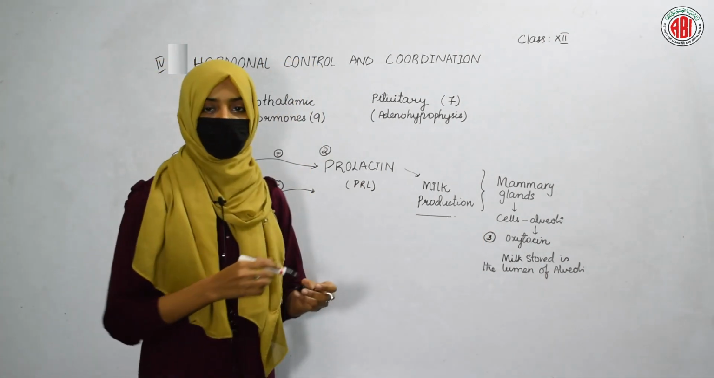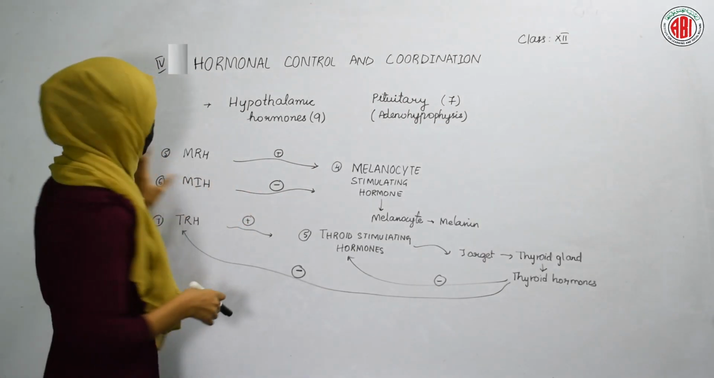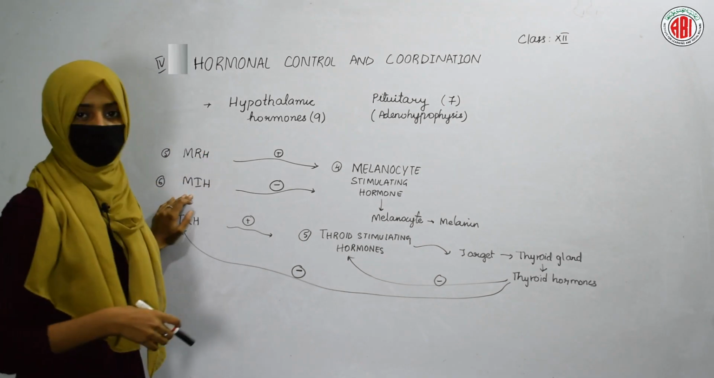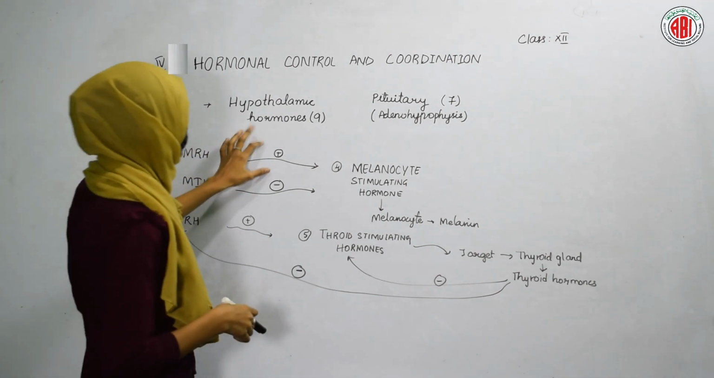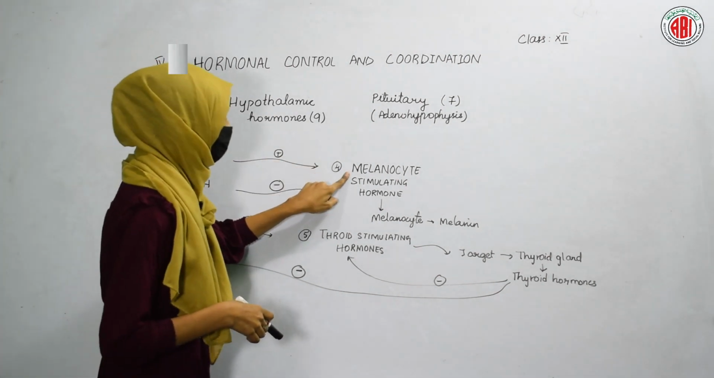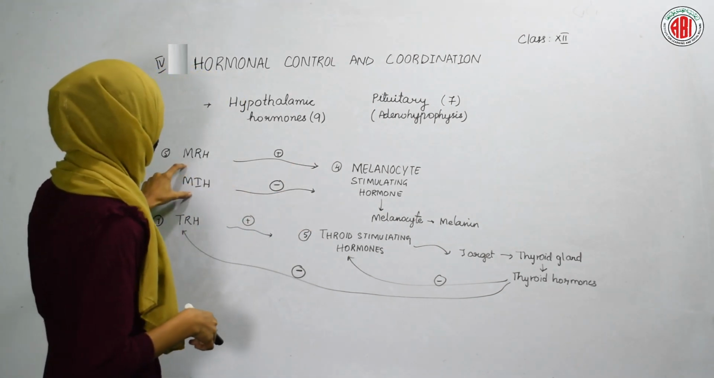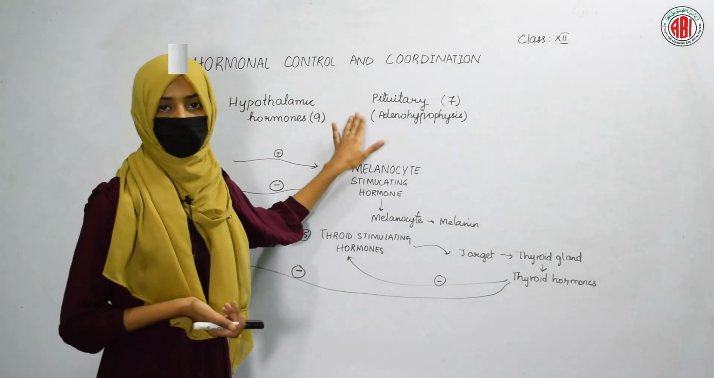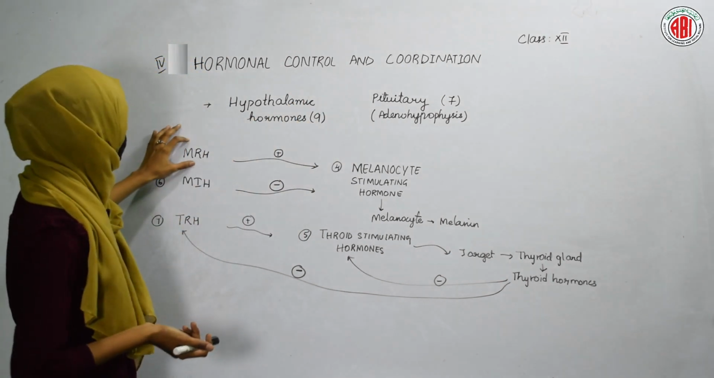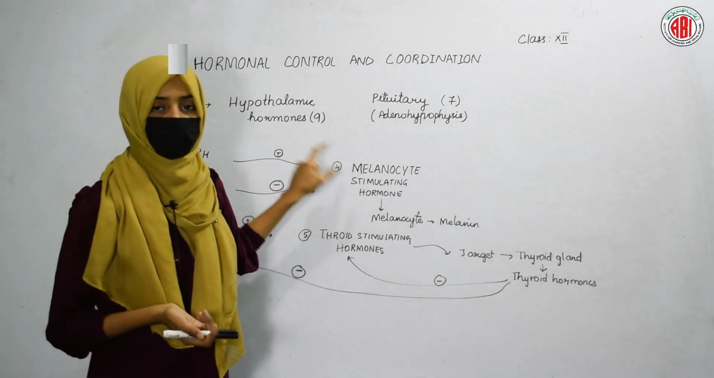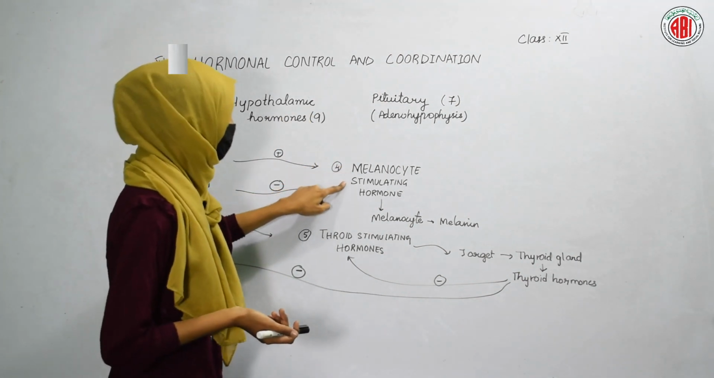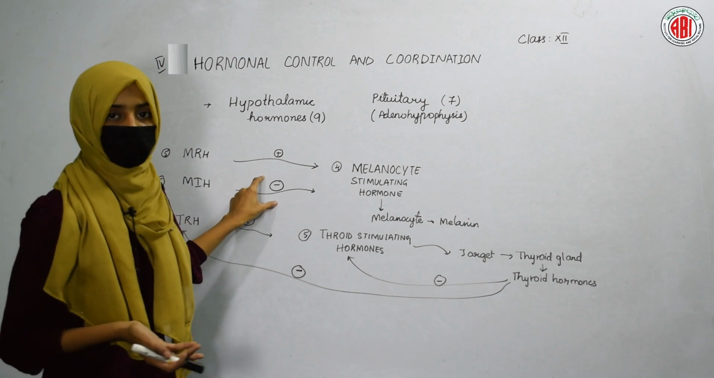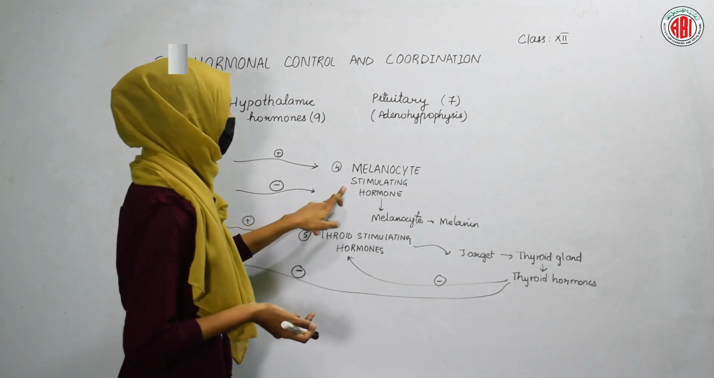Now let us see the other hypothalamic and pituitary hormones. The next hypothalamic hormone is melanocyte stimulating releasing hormone, and the other one is melanocyte stimulating inhibiting hormone. The positive effect of MRH is shown on the melanocyte stimulating hormone, and the negative effect of MIH is shown again on the melanocyte stimulating hormone. This is a hormone which is released by the pituitary gland. Once MRH is released, it shows the positive effect. That means it stimulates the secretion of melanocyte stimulating hormone. When MIH is released, it shows the negative effect. That means it inhibits the secretion of melanocyte stimulating hormone.